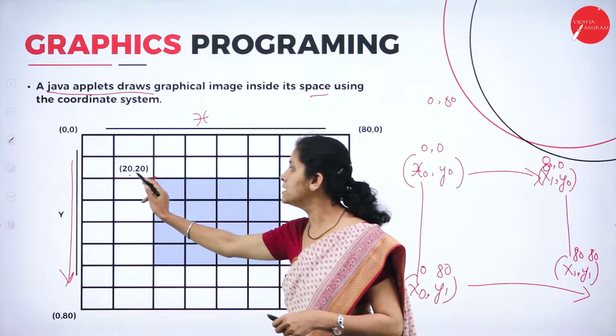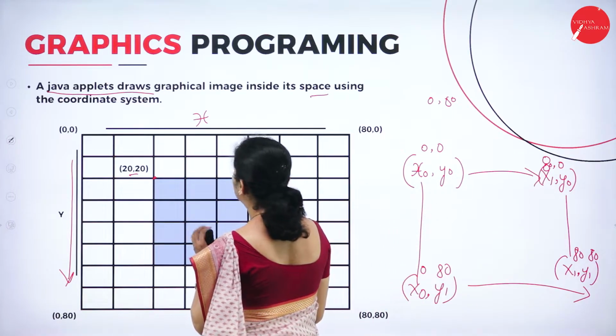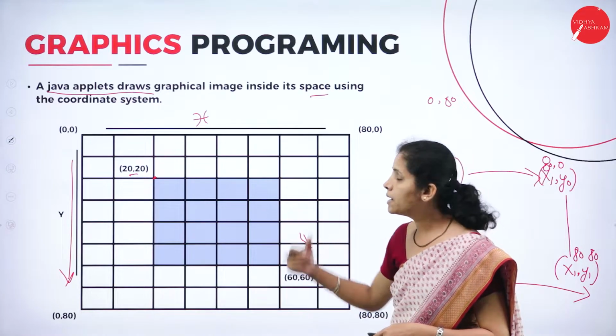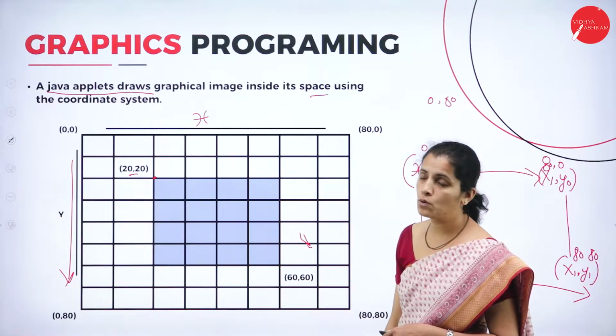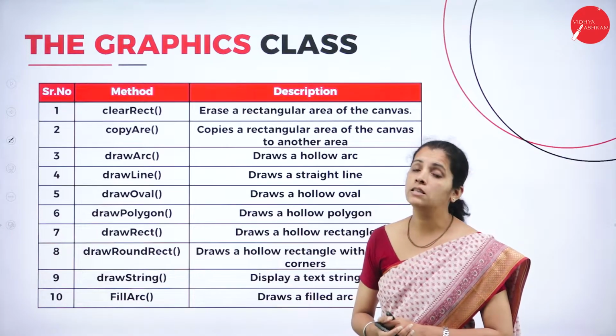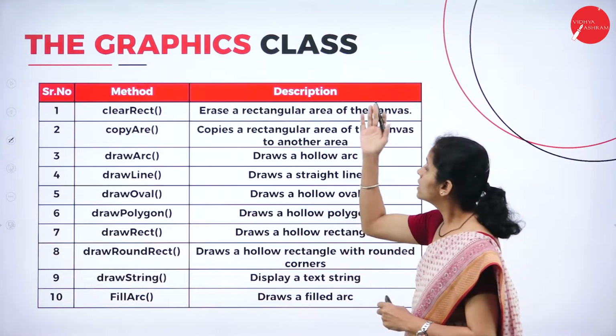So I'm going to specify the space 20, 20. Here the Java applet is going to draw the image. This is the way I can make use of the graphics program. Now, what are the different methods supported by the Java Graphics class?